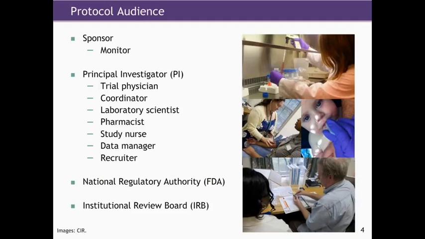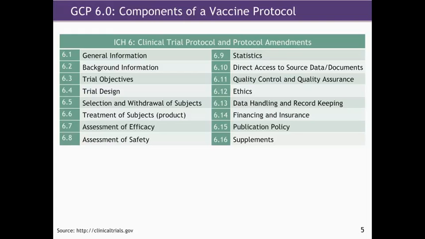Then, once a protocol is finalized or agreed upon, the protocol and the supporting documents are submitted for review to the National Regulatory Authority, which in the U.S. is the Food and Drug Administration, the FDA, and the Institutional Review Boards, or IRBs, that review the trial for ethical considerations. So back to GCP, 6.0 outlines the core elements of a clinical trial protocol, and they're shown on this slide. These elements are going to be the framework for this lecture.